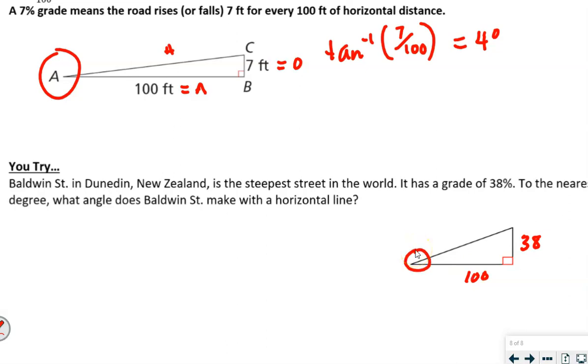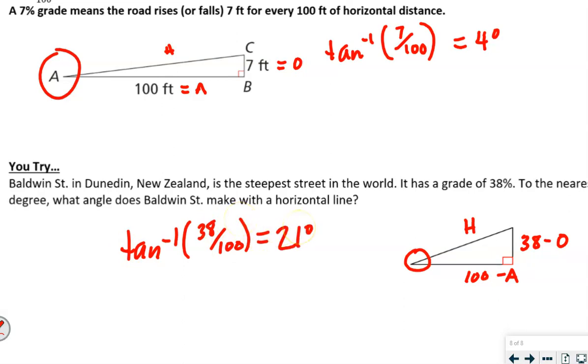So this again, this is our hypotenuse, this is our opposite, this is our adjacent, right? So that means we're going to do the tan to the negative 1 of 38 over 100. Put that in your calculator, and when you do, you get that that's a 21 degree angle, okay?